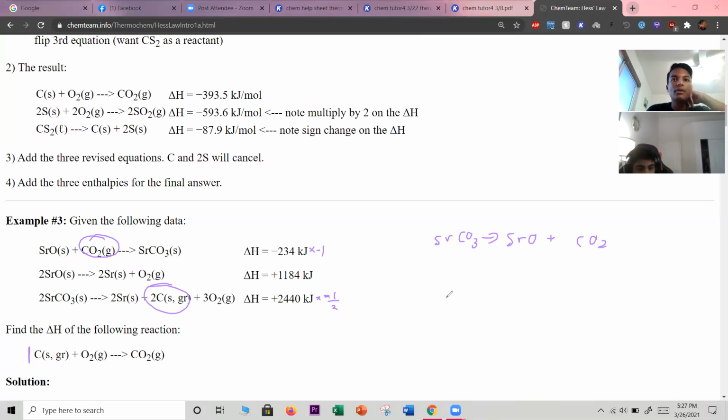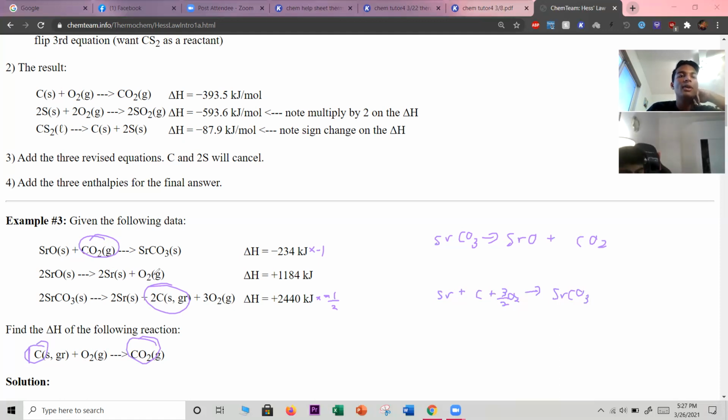Sr plus C plus 3/2 O2 equals SrCO3. Okay, good job. So now we've solved these two problems. We've solved the C and we've solved the CO2, right? So those are checked off. Now we only need to solve this problem of the O2.